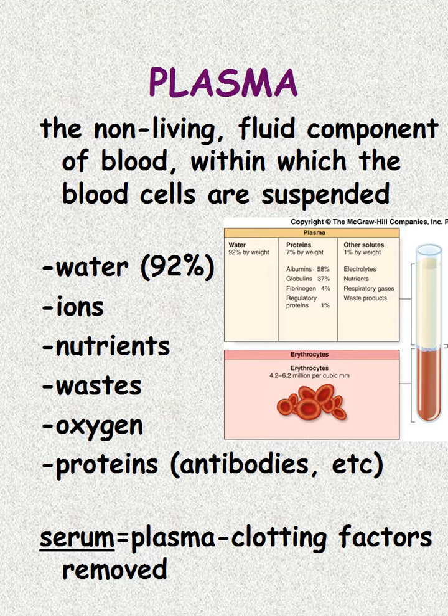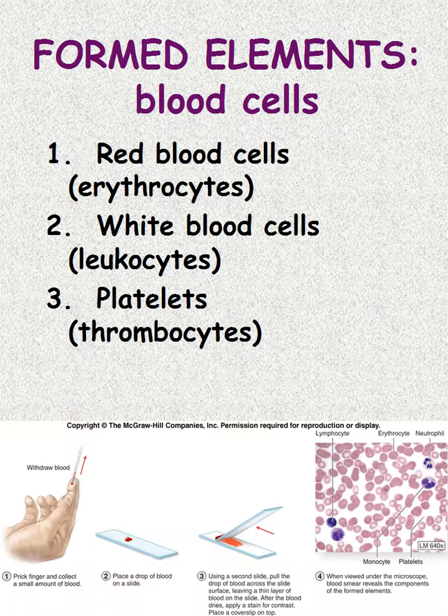Serum is going to be our plasma, or part of plasma that has the clotting factors removed. And that is the only difference between plasma and serum. Formed elements are made of 3 components. The first is erythrocytes, which make up more than 99% of formed elements, and their primary function is to transport respiratory gases in the blood.